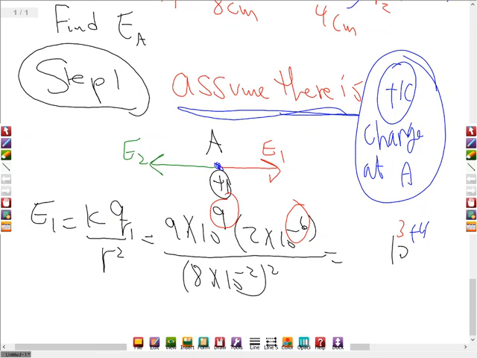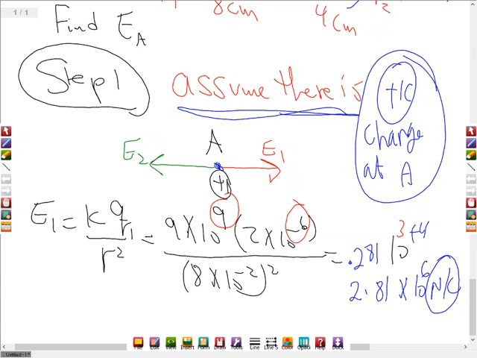18 over 64 is 0.28125. I have 18 over 64 is 0.28, so 2.81 times 10 to the 6, in Newton per coulomb. Remember, this is my unit, Newton per coulomb.